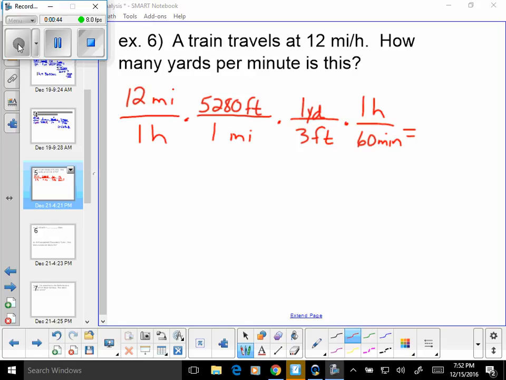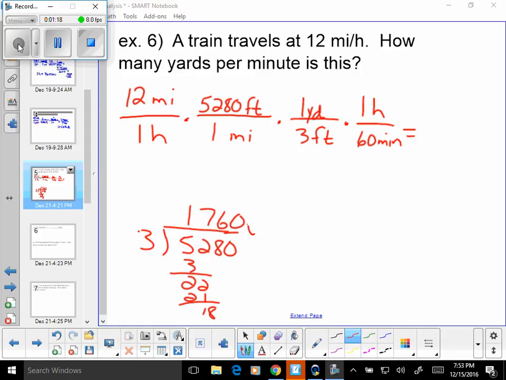Okay, look at what I've done. How did you do? We really don't have a conversion on page 248 for miles and yards. So I went to feet first, and then changed it to yards. If you do want to use a conversion, you can take 5,280 divided by 3, and you're going to get 1,760 yards per 1 mile.